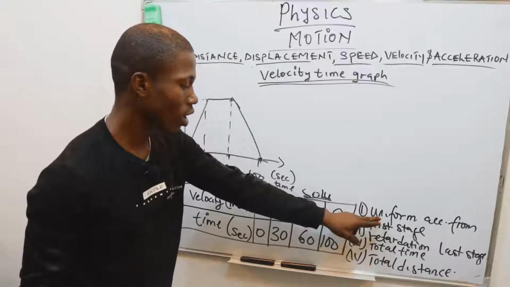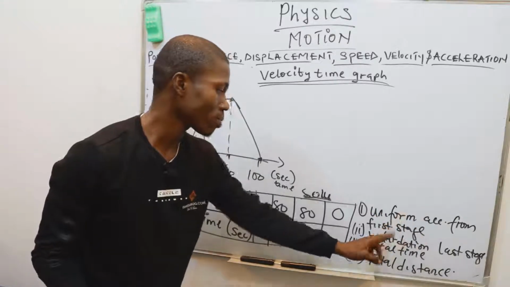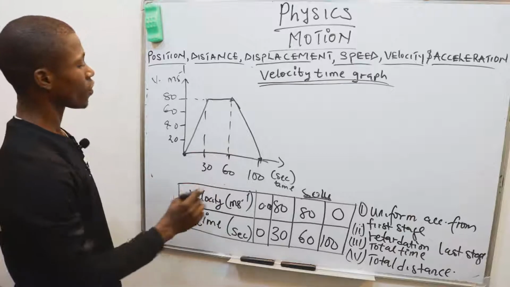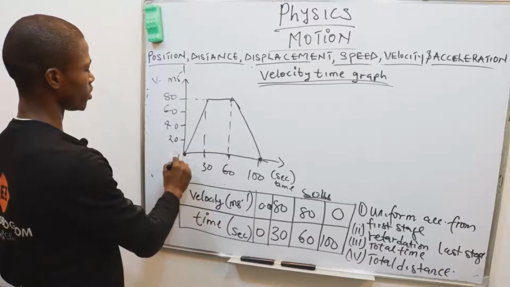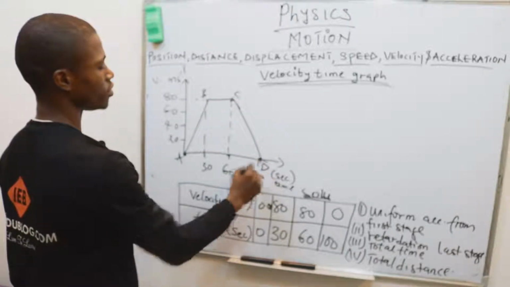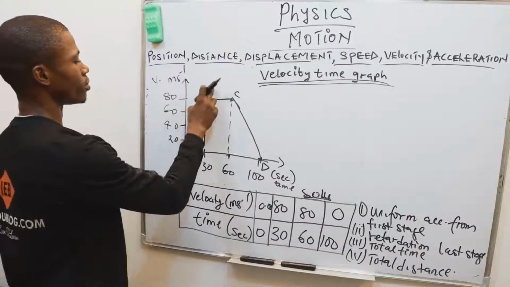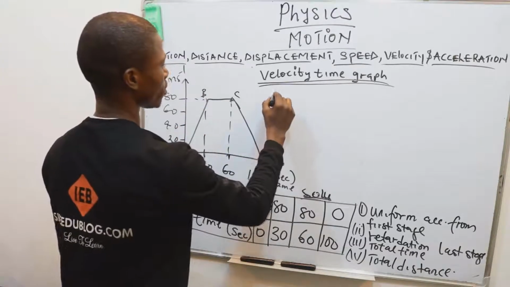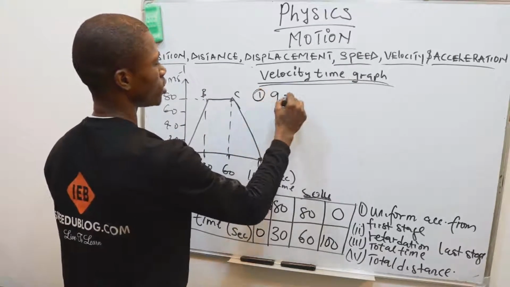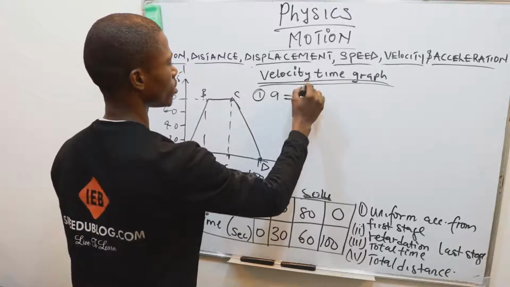Let's go over and answer our first question, which is the uniform acceleration from the first stage. Let's say here is A, here is B, here is C, here is D. Our uniform acceleration from the first stage is AB. And we know that acceleration, a, is equal to change in velocity over time.